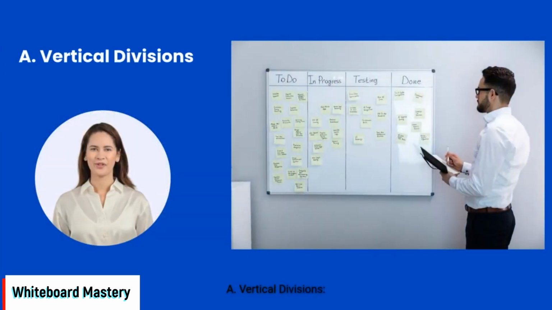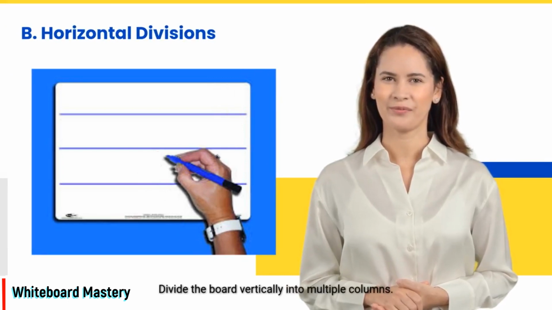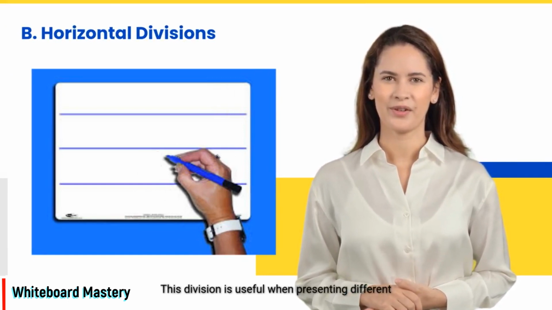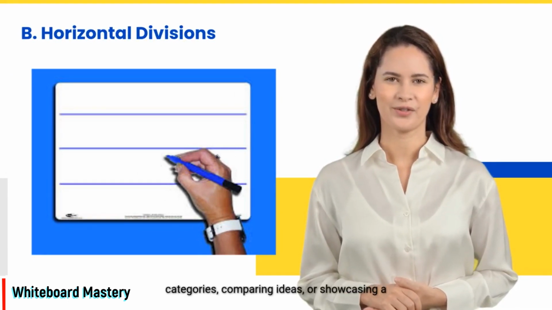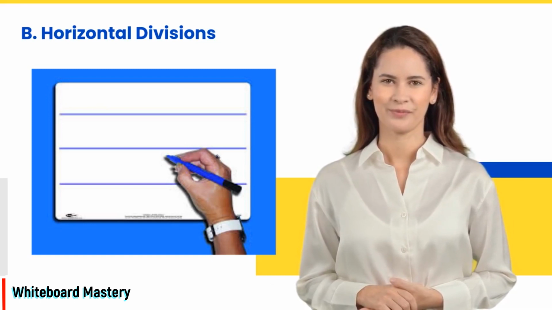A. Vertical divisions. Picture this: multiple columns that bring out the best in presenting different categories, comparing ideas, or unveiling a step-by-step process. Each column becomes a gateway to a distinct concept or topic. B. Horizontal divisions. Divide the board vertically into multiple columns. This division is useful when presenting different categories, comparing ideas, or showcasing a step-by-step process. Each column can represent a distinct concept or topic.